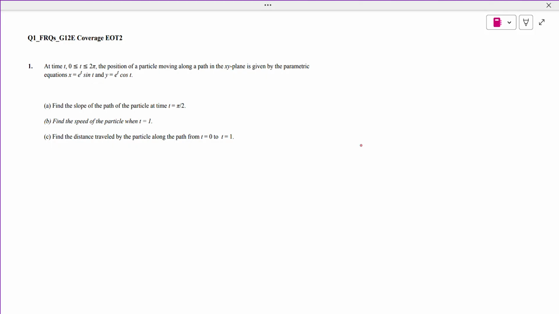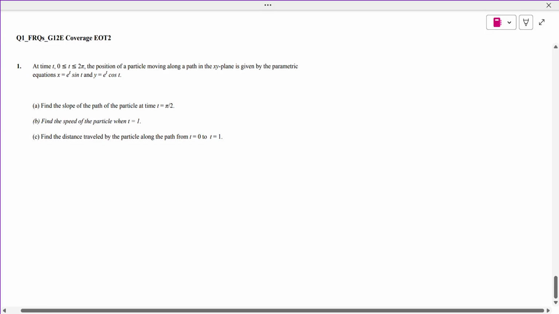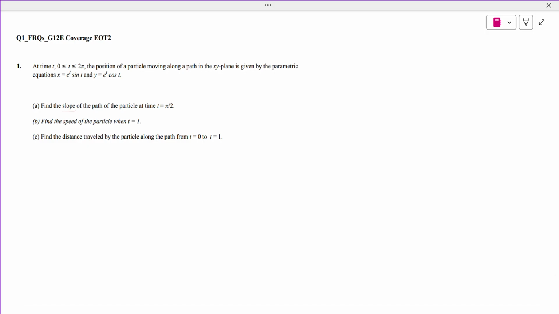So to find the slope means dy over dx. So this is part A. Part A, the slope, which is dy over dx, equals dy over dt all over dx over dt.